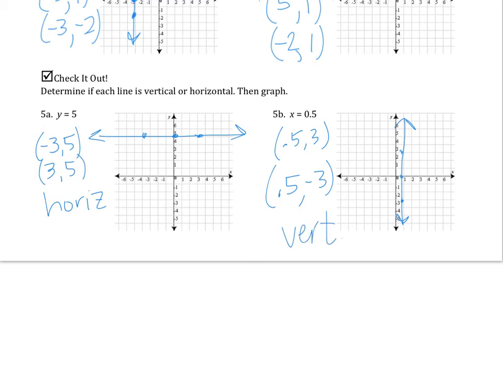You should have determined that the first graph was horizontal and the second graph was vertical.